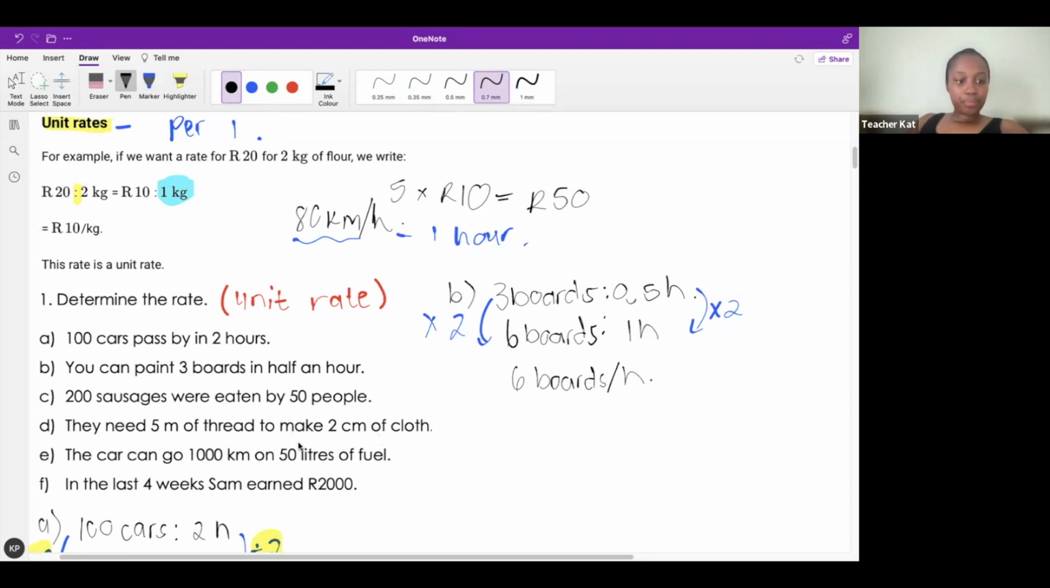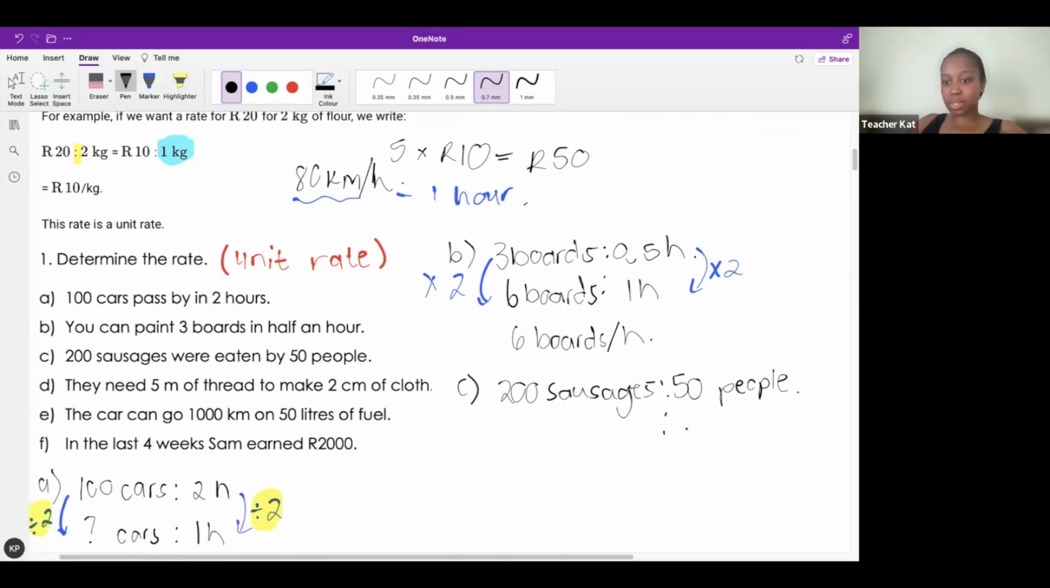Okay? Number C says 200 sausages for 50 people. Now I want to know how many I need for 1 person, just to make life easier for me. So I'm going to write here for 1 person. So how do I go from 50 to 1? Tell me guys, do I have to times or divide to go from 50 to 1?